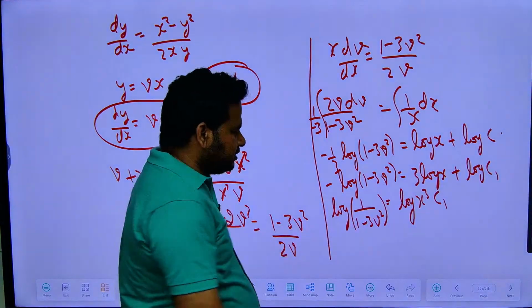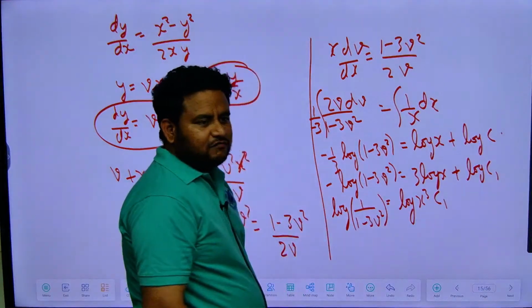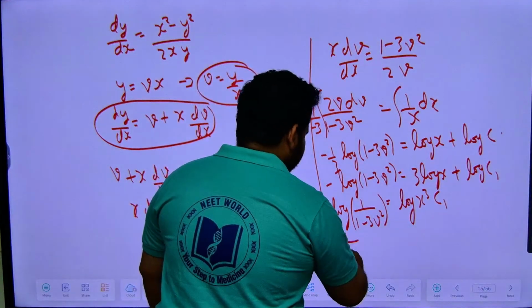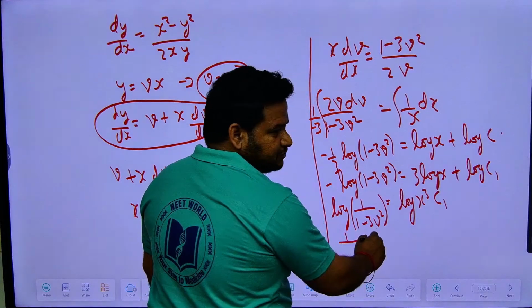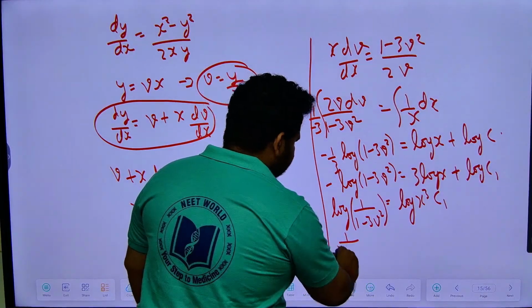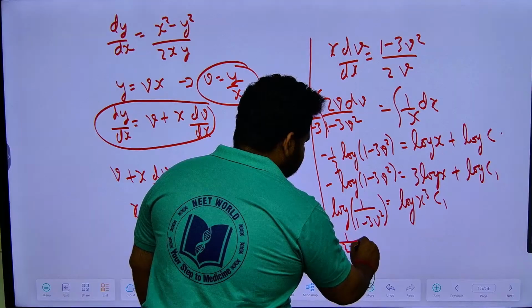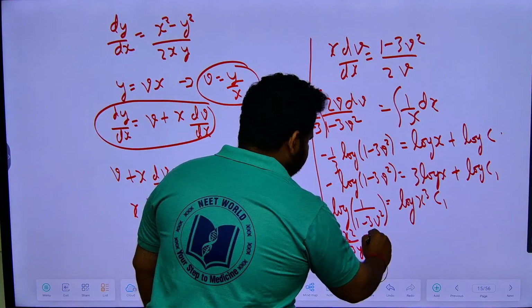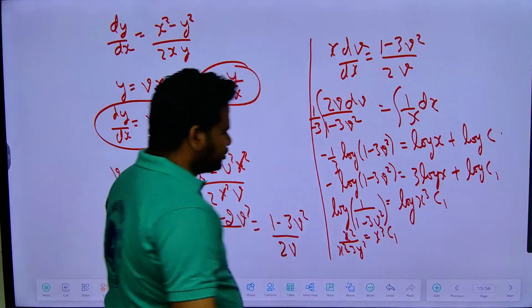Log I can cancel. Instead of v, what can I put? y by x. So this will become 1 by, v square is y square by x square. I can write it as x square minus 3y square. X square is there, and this is x cube c1.